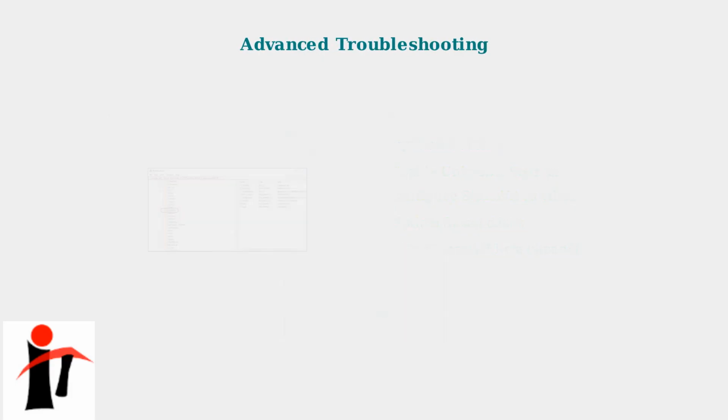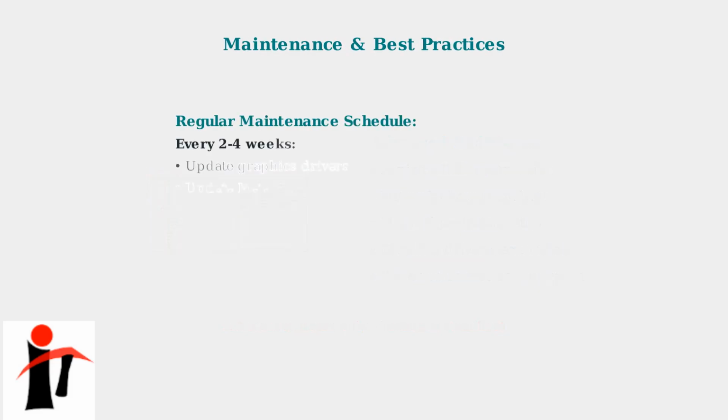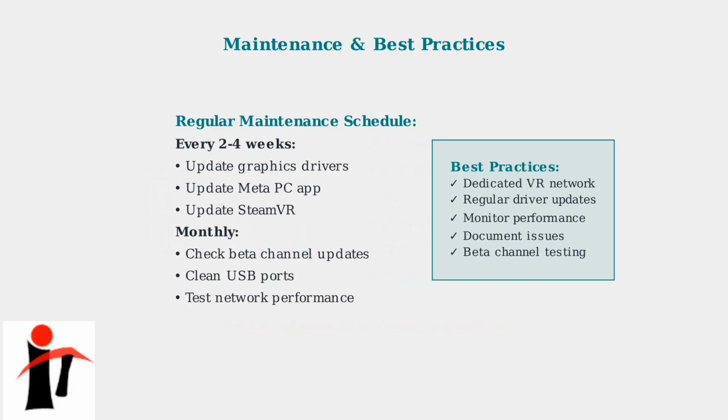For persistent issues, advanced techniques include optimizing Windows registry settings for USB power management and using network analyzers to optimize Wi-Fi channels for better performance. Regular maintenance is key to preventing connection issues. Update your drivers every 2 to 4 weeks and consider participating in beta channels for early access to bug fixes and improvements. Following these systematic troubleshooting steps and maintenance practices will help ensure stable and reliable Meta Quest 3 connectivity with SteamVR.